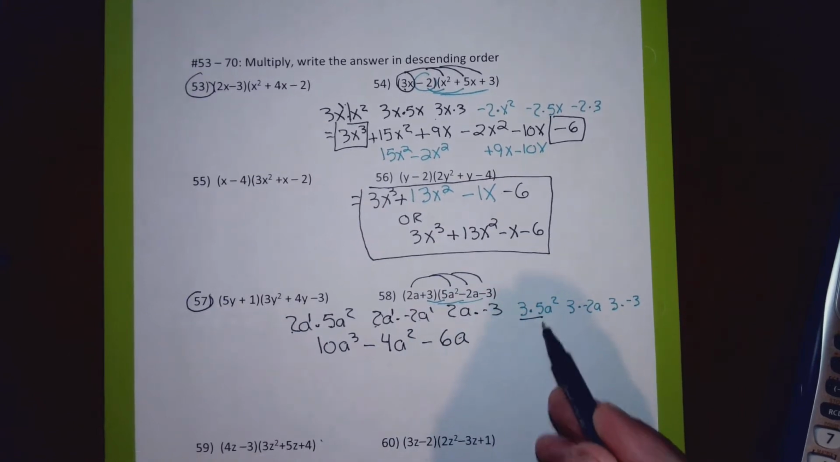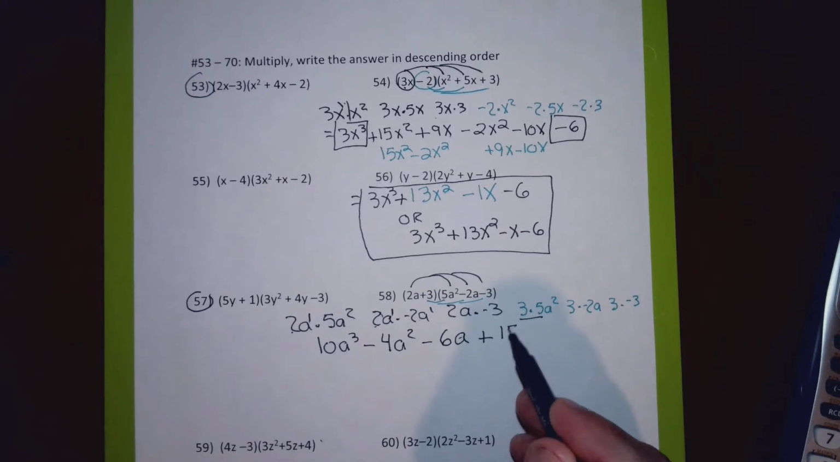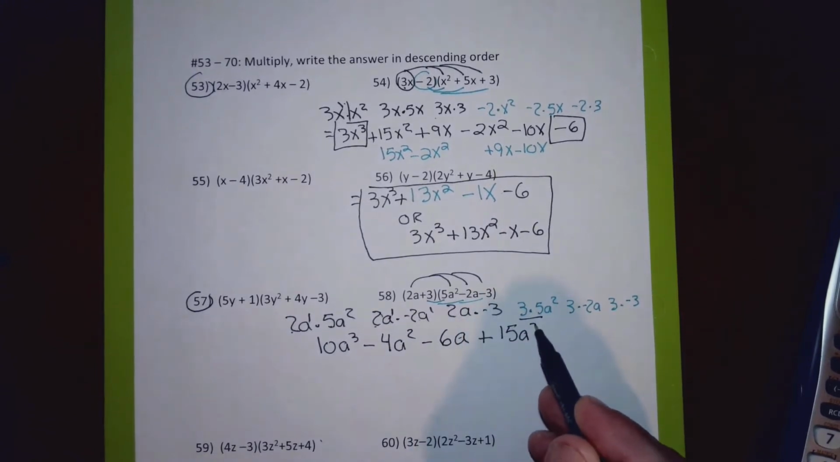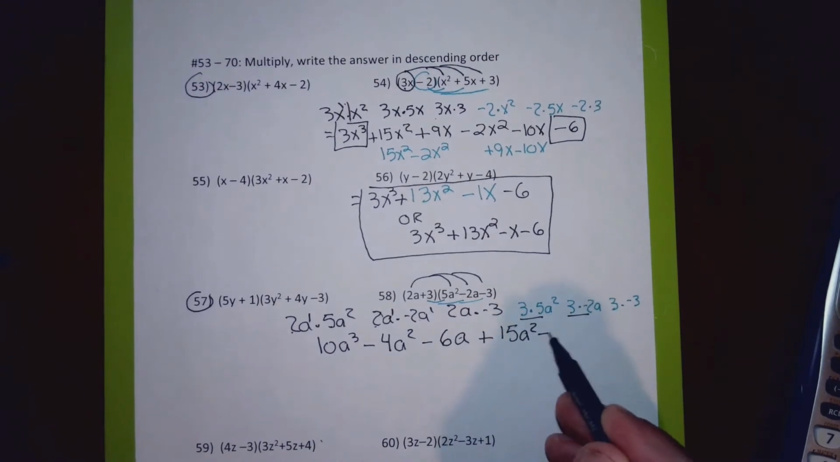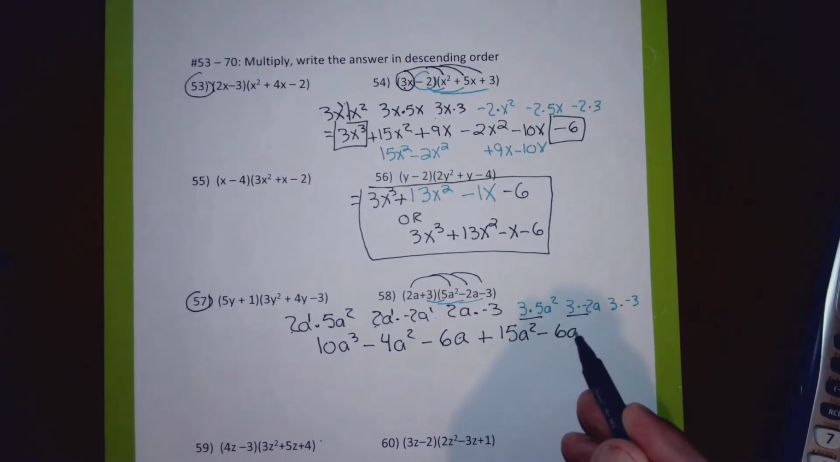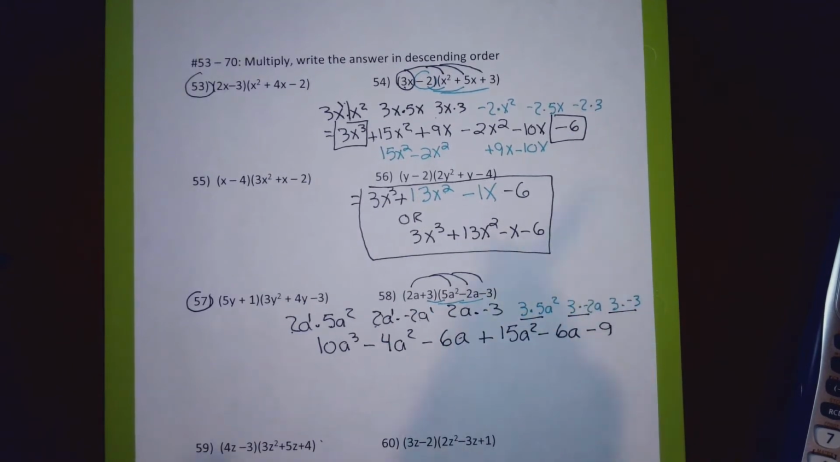Fourth multiplication, I multiply 3 times 5 and get positive 15, and I leave the a squared. Fifth multiplication, I multiply the 3 times negative 2 and get negative 6, and I leave the a. Last multiplication, 3 times negative 3, and I get negative 9.